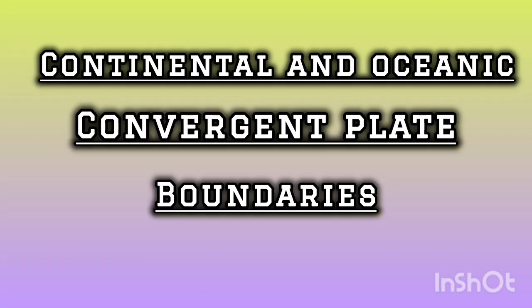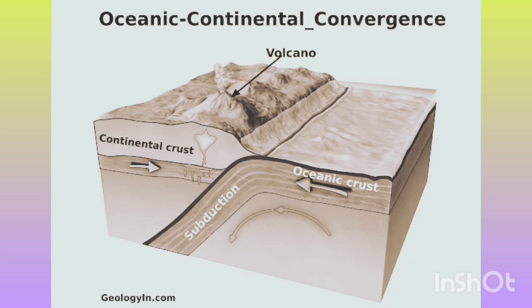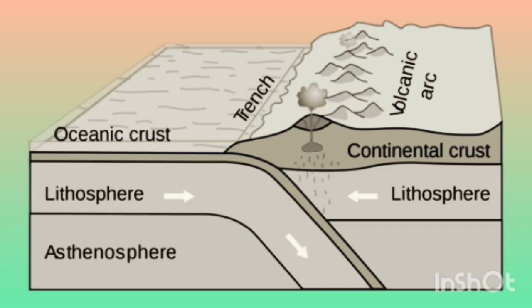Everyone, today I'm going to talk about the continental-oceanic convergent plate boundary. If you understand the previous concept, then it is going to be very easy for you to understand, because this concept is very familiar with the oceanic convergence. Now, the name itself specifies that the oceanic plate and the continental plate are going to collide with each other and create a convergent plate boundary.